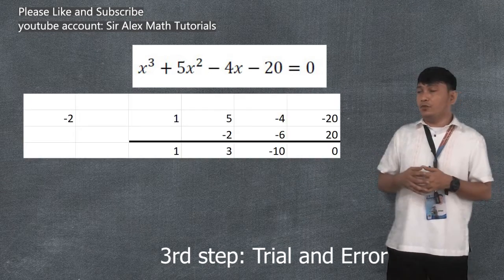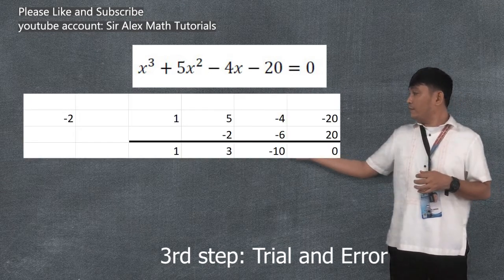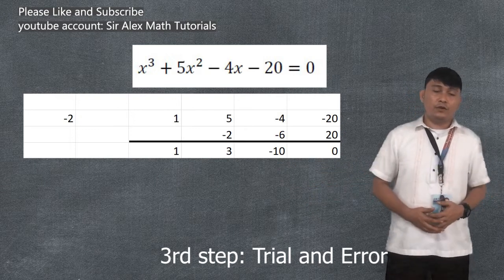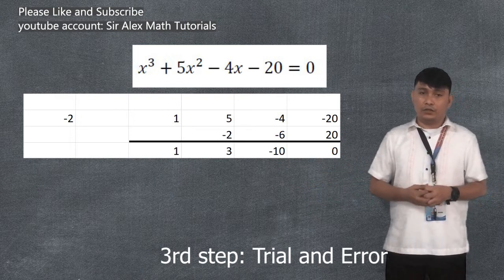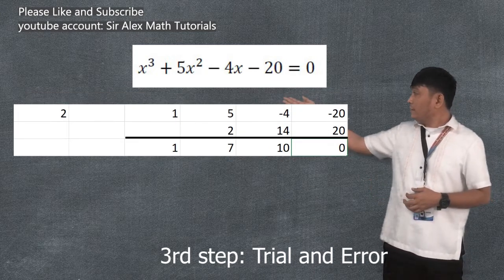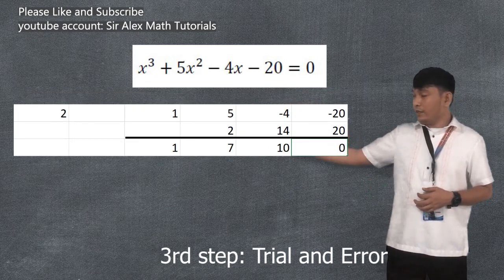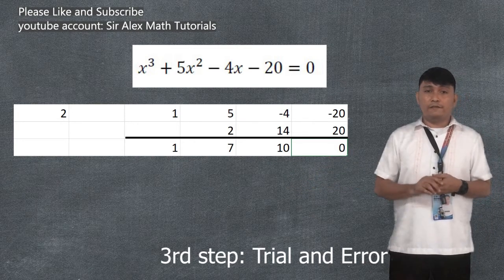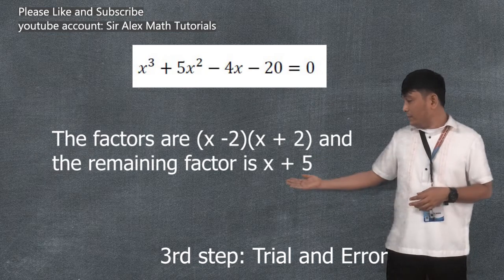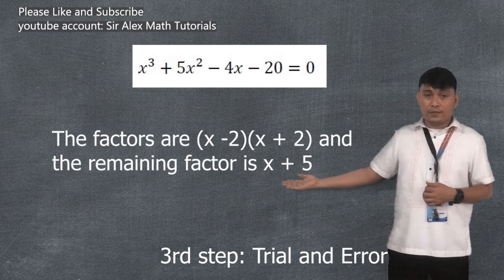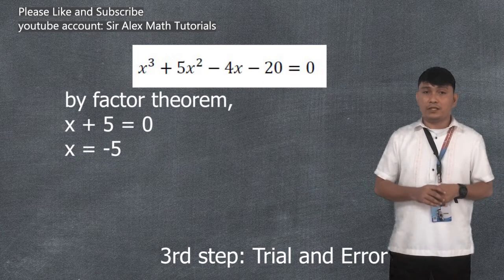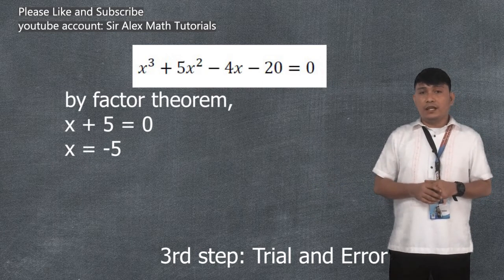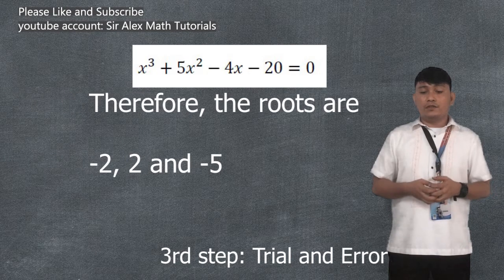By using negative 2, we can see that the remainder is 0. Therefore, negative 2 is a factor. And I have tried the value of 2. As you can see, the remainder is 0. So therefore, 2 is a factor. And you can see that the answer is x plus 5. And by factor theorem, x plus 5, the answer is negative 5. So the roots now are negative 2, positive 2, and negative 5.